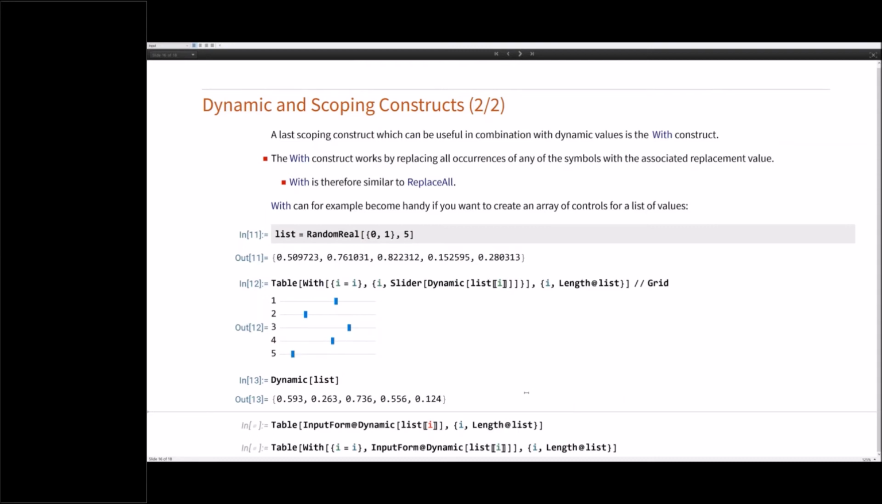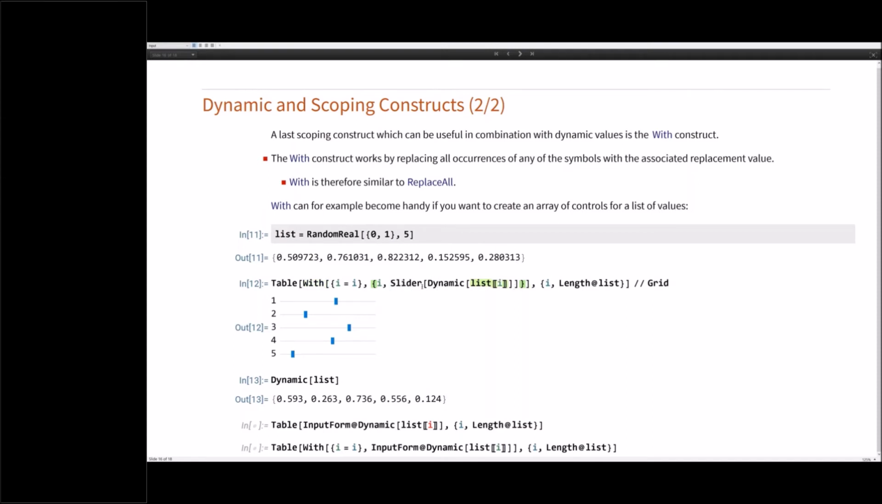And how does it work? I create a table of tuples with i and slider, so the index i from 1 to 5, and those are those 5 things, and the slider here are those controls.